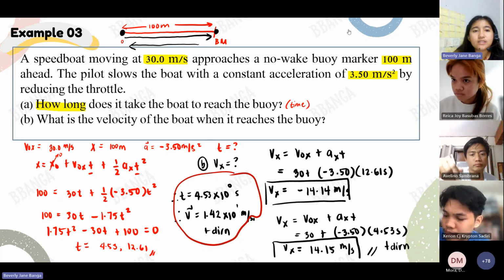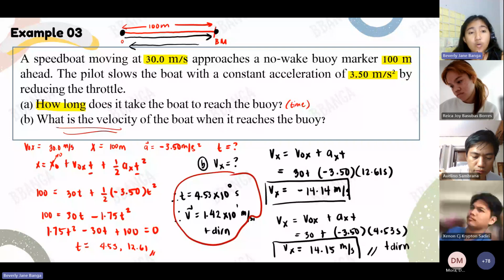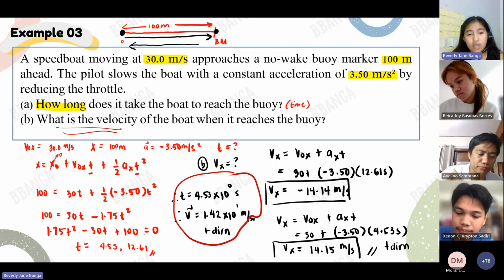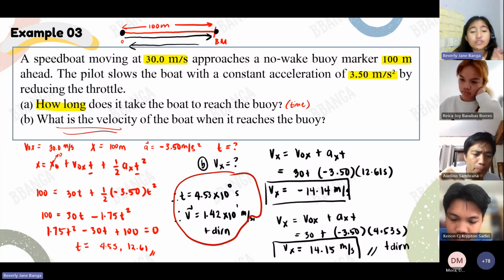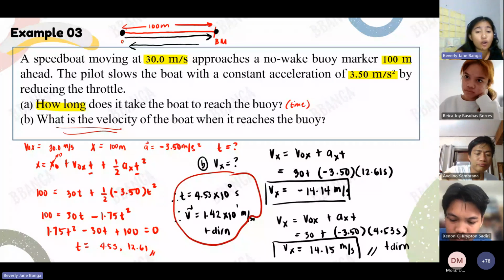Okay. So, for example, class, wala tayong follow-up question ng velocity. Kunwari, ang binigay lang sa atin ay itong question 1: How long does it take the boat to reach the buoy? Pipili kasi kayo between 4.53 and 12.61. Obvious naman na parang 30 meter per second yung speed niya. Sobrang bilis nung una, tapos ang lapit lang nung ita-travel niya, 100 meters lang. So, very obvious naman dito na ang tamang sagot natin ay 4.53.